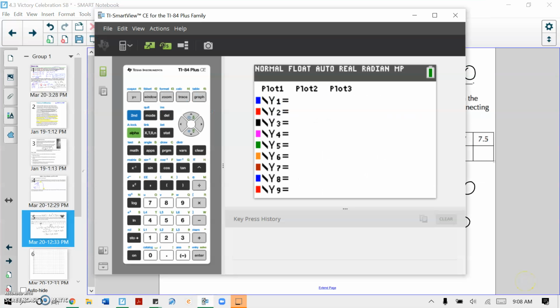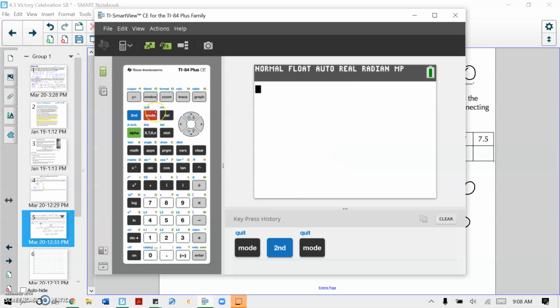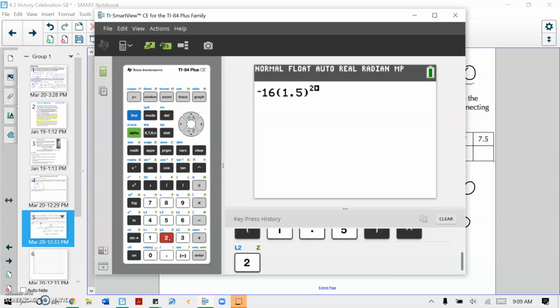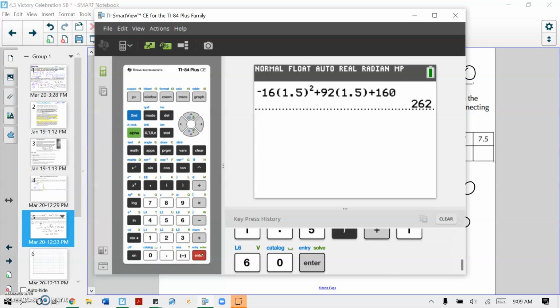If you downloaded that graphing calculator I was showing you guys before, there we go, you can actually type in literally the entire thing. So you can type in negative 16 times (1.5 squared) in parentheses, plus 92 times 1.5 plus 160, and that should give you the 262 as well. So if you want to use your graphing calculator, you can. Just make sure you understand what's going on in that first section, okay?